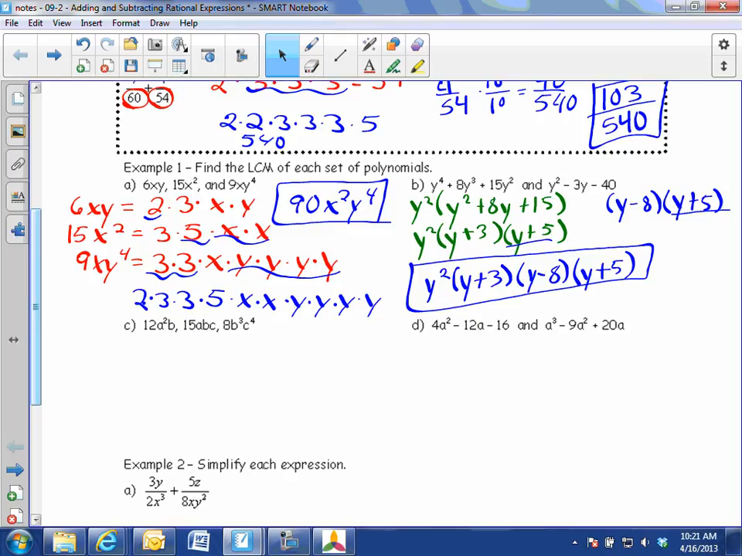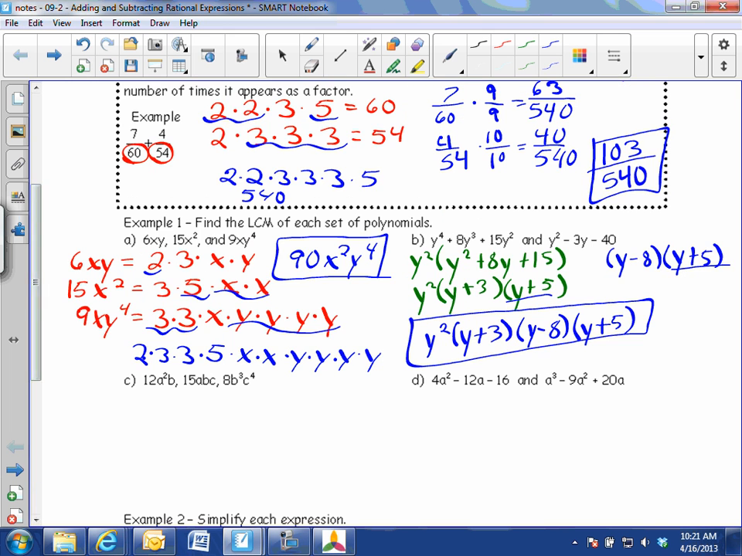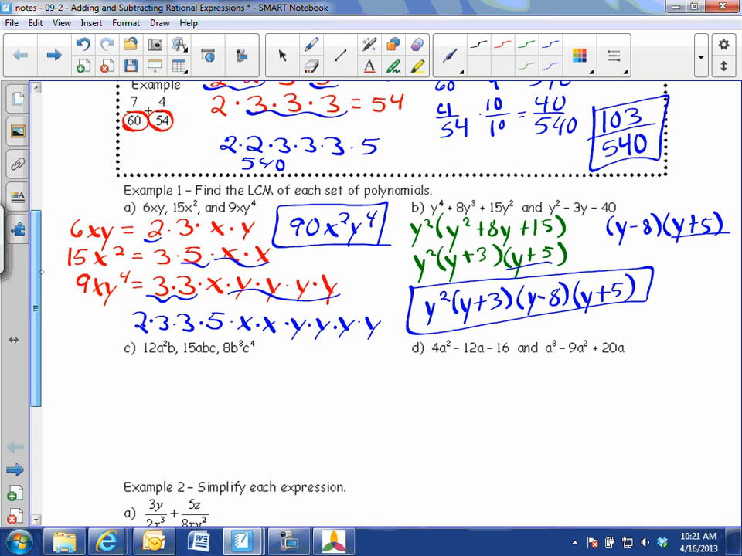Should we do example 2? Yeah, we're going to go on to example 2, unless you guys want to do B and C. Okay, that's to simplify. Notice we're adding, so that means that our denominators have to be the same. In order for them to be the same, we have to find the least common multiple, just like at the bottom. So if I'm looking at the bottom, we've got 2x to the third and 8xy squared. Since everything's just multiplied, it's just a monomial, we can just break it apart like we did on part A, because there's no adding or subtracting.